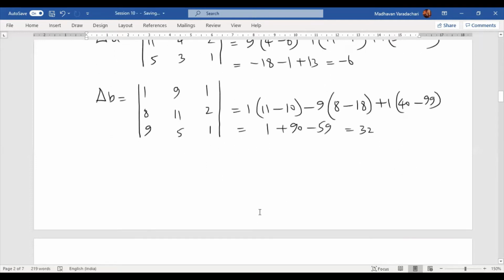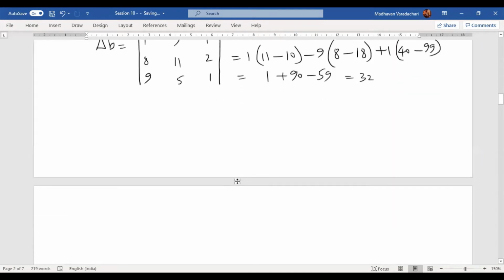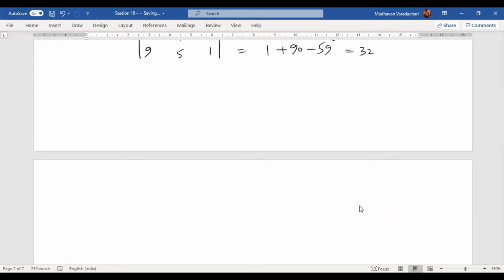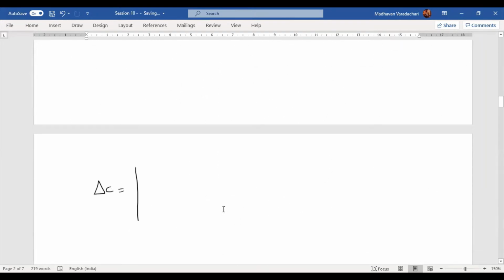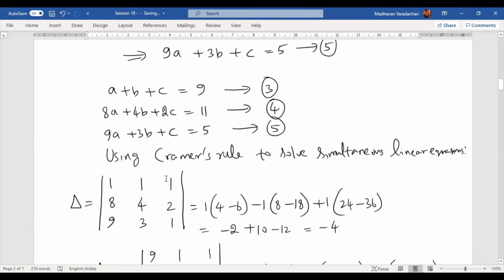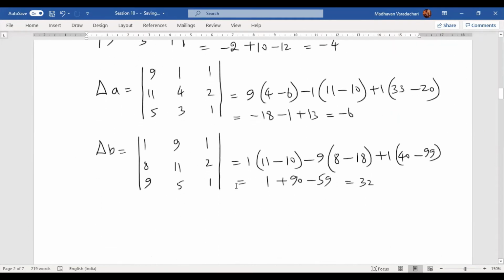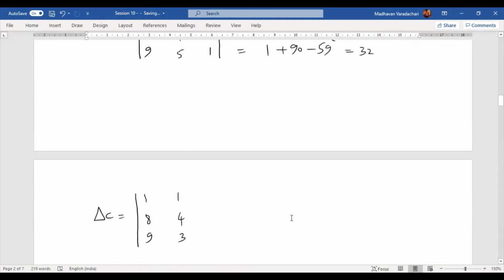Now let us evaluate delta C. I'll go to the next page. So the first two columns will be as they are, like your delta. That means 1, 8, 9 and 1, 4, 3. And the last column will be replaced with the constants 9, 11, 5.